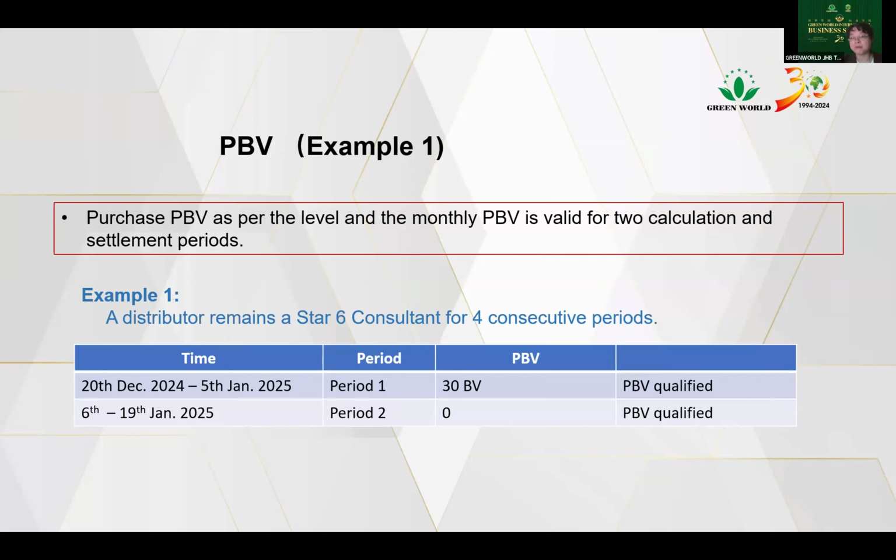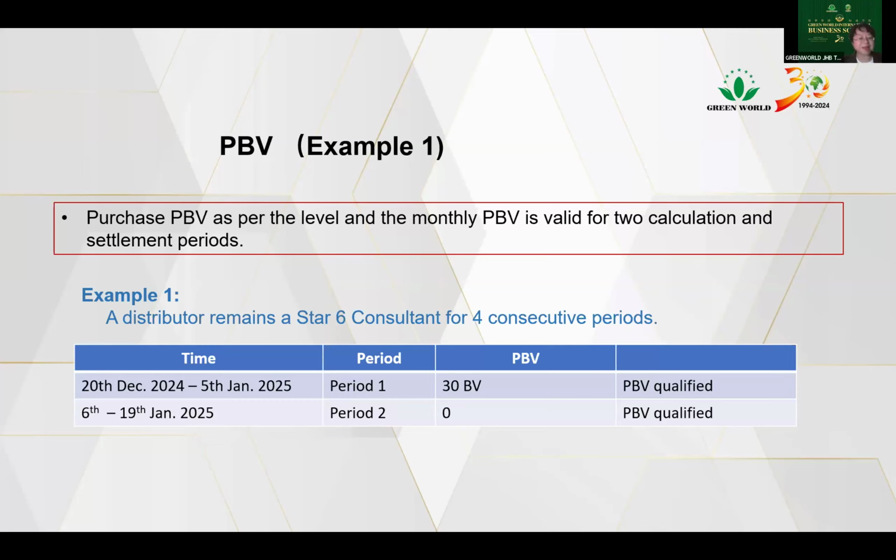For example, a distributor remains a star 6 consultant for 4 consecutive periods. From 20th of December to 5th of January, which is period number 1, that person purchased 30 BV as the PBV. Then he's considered qualified for the PBV for both period 1 and period 2. What does this example tell us? You'd better finish your PBV during the first period. So on the second period, you don't have to worry about your PBV anymore.